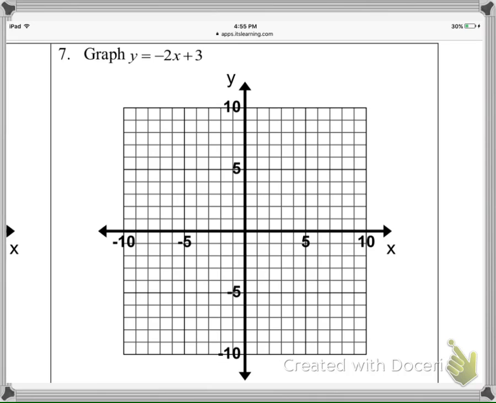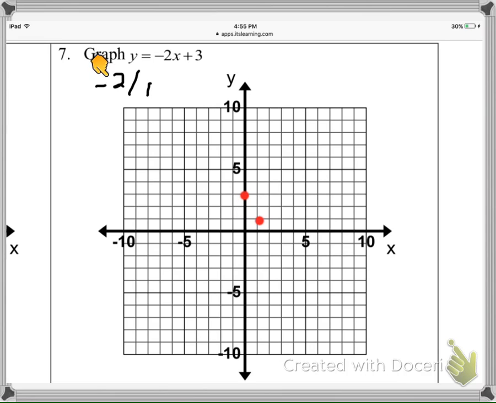Okay, on this one, I'm supposed to graph negative 2x plus 3. I'm going to write negative 2 as negative 2 over 1, so I can see that it's going down 2 and to the right 1. And then I'm going to start by graphing 3. I'm going to make my dot bigger. 3 would be right here. This tells me go down 2 and to the right 1. So from here down 1, 2 and to the right 1.